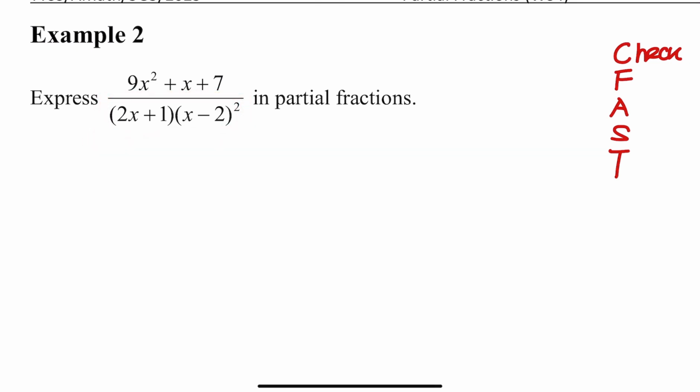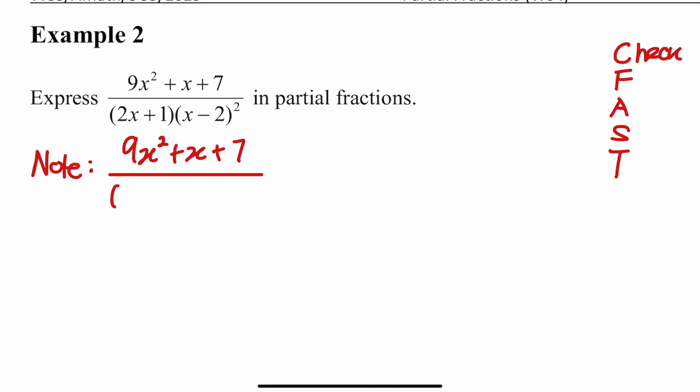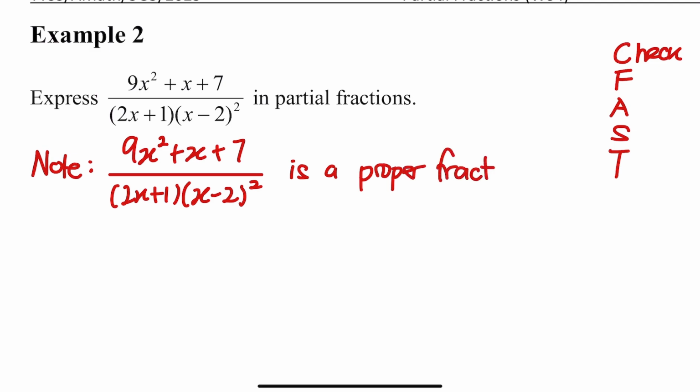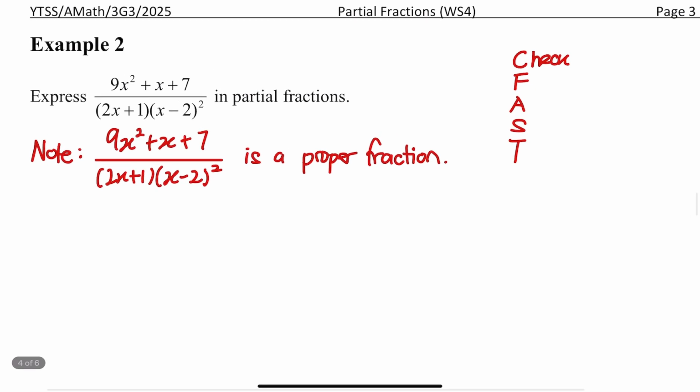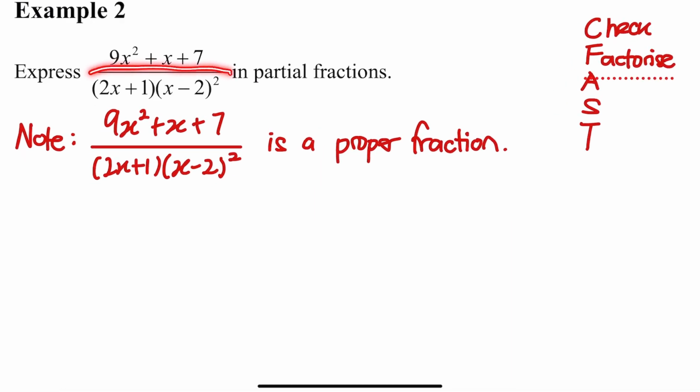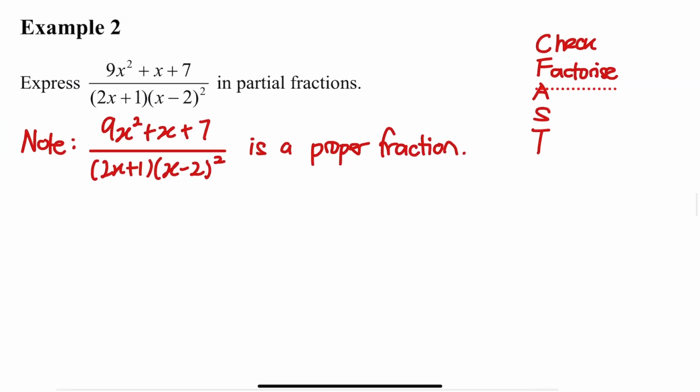So therefore, I can write that. Note that this fraction, 9x squared plus x plus 7 over 2x plus 1 times x minus 2 squared is a proper fraction, because the degree of the numerator is less than the degree of the denominator. Okay, so now next step. After I check already, next step is factorize. Factorize, I check the denominator. It is already factorized. So step 2 is done.